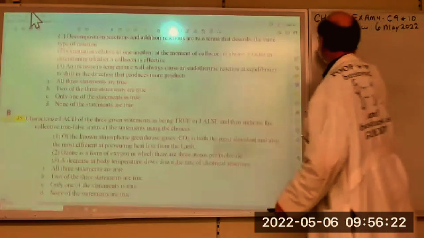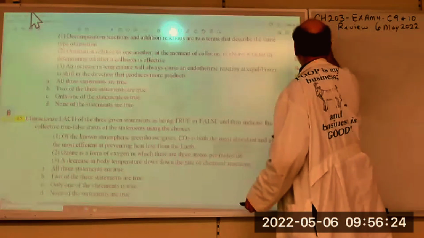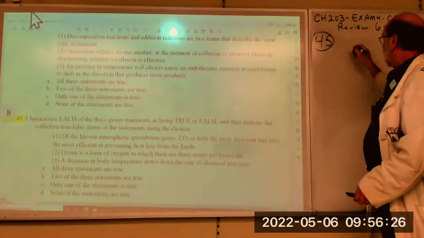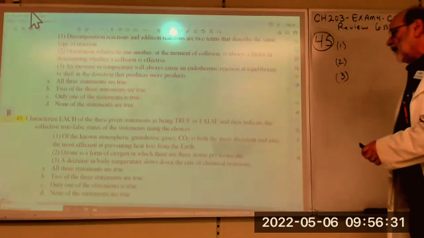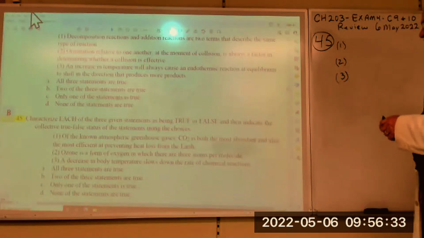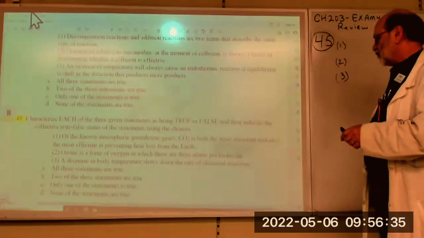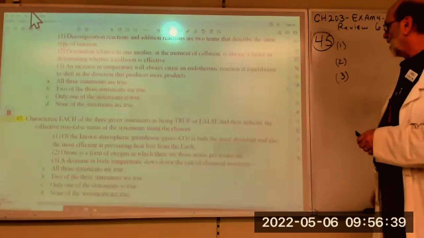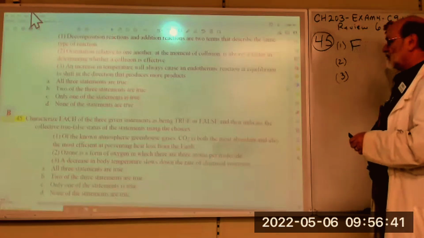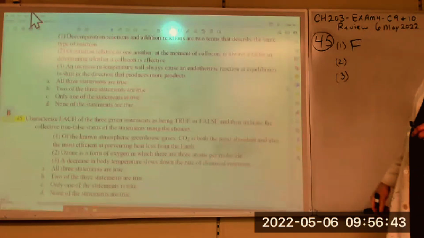45. Okay, so we got to check these out. 2, 3. Of the known atmospheric greenhouse gases, CO2 is both the most abundant and also the most efficient at preventing heat loss from the earth. False. Not the most abundant.